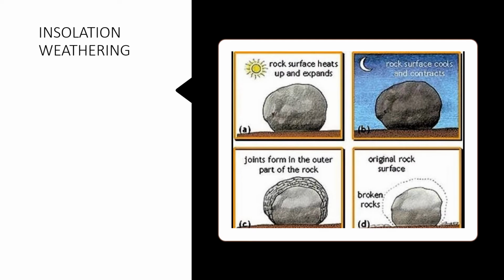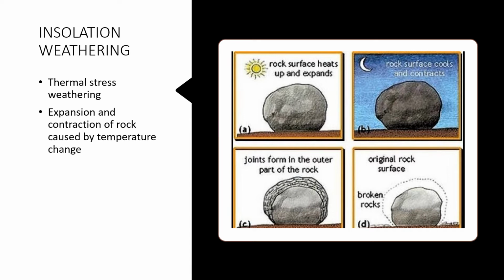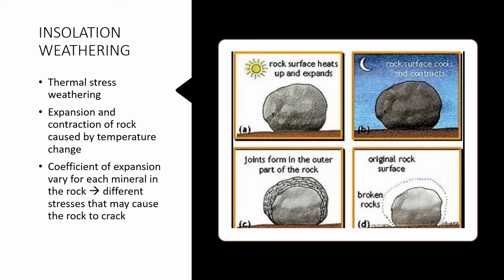Next, we have insolation weathering. This is also known as thermal stress weathering, and this is the result of the expansion and contraction of rock caused by temperature change. Heat causes expansion of materials. The coefficient of expansion varies for each mineral in the rock, resulting in different stresses that may cause the rock to crack. Furthermore, the outer surface of rocks is often warmer or colder than the inner portions, which may cause the peeling away of outer layers, and this process of peeling off is called exfoliation.